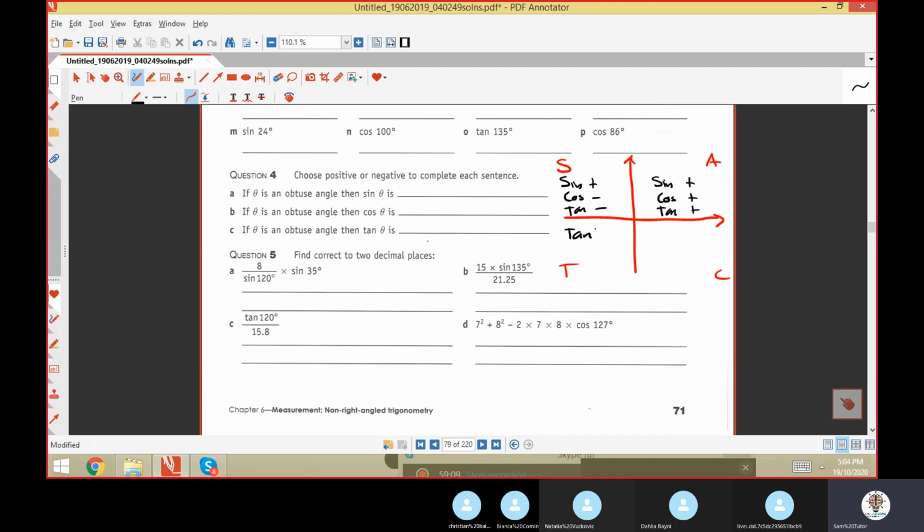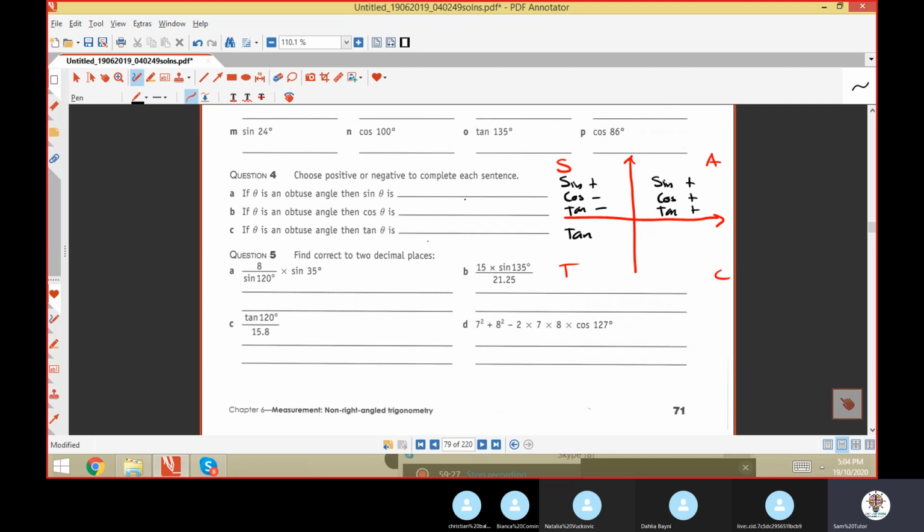Options, anything over 90? Yep, that's right. Obtuse is definitely in this region, so it's anything less than 180 but more than 90. Okay, so everything else is negative. Yep, so sine's positive, but the other two are negative. Done. Easy peasy.